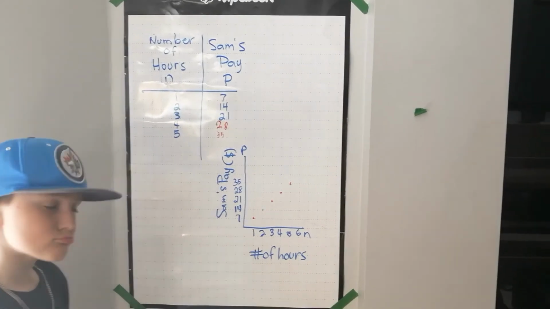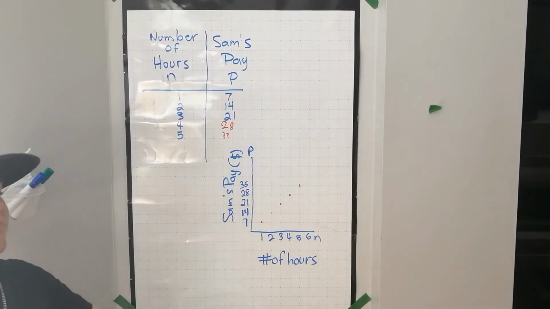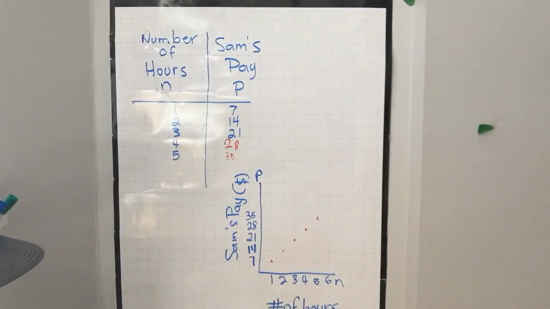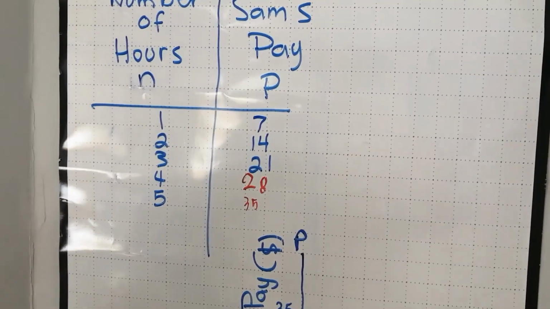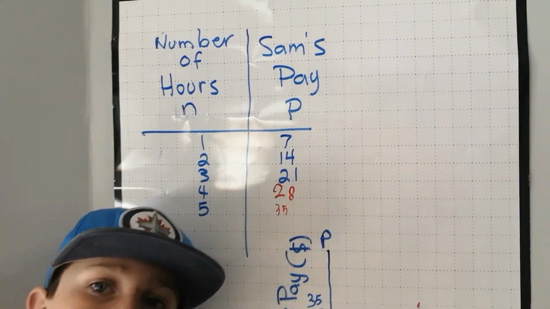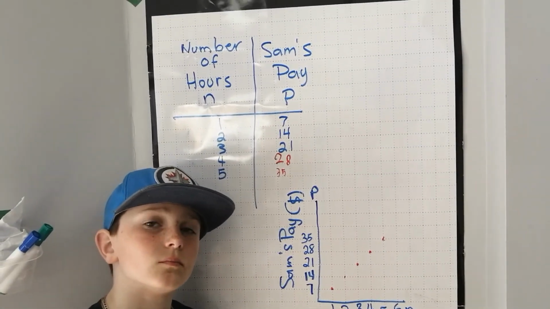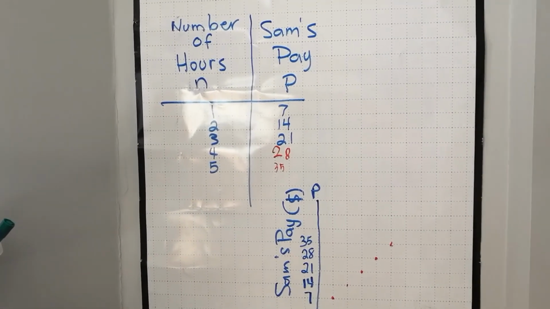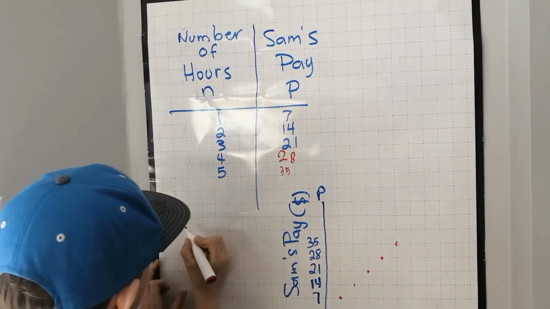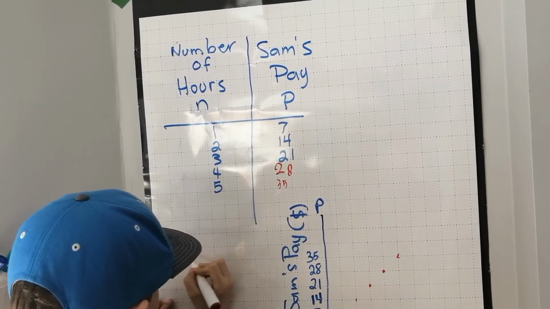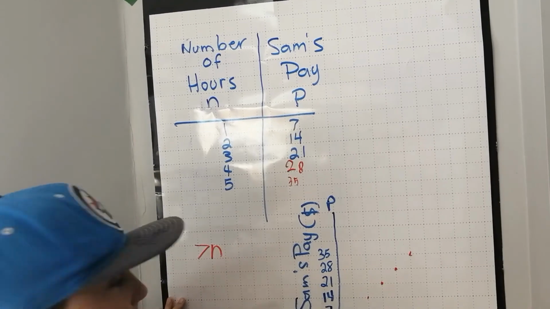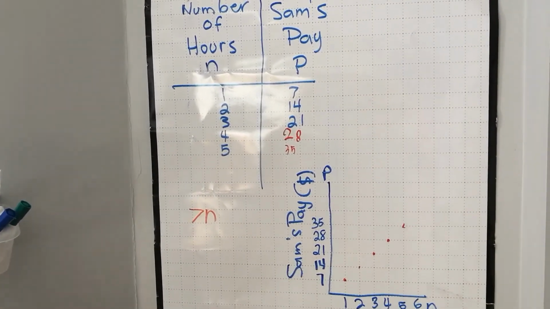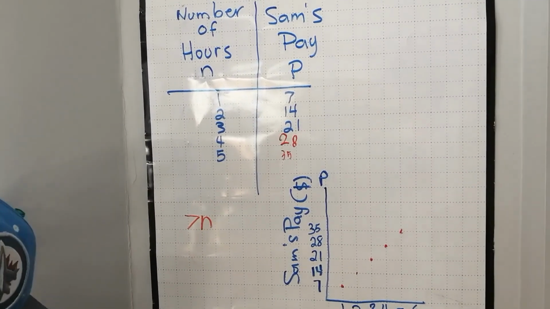All right, now we've got the graph finished, so it's time for us to try and find the relationship between the number of hours and Sam's pay. If we zero in here a little bit, Scott, can you tell us how we can get from 1 to 7, 2 to 14? How do we get from the number of hours to the pay? Well, that's easy. You go 7 times n. Good. So 7 times the number of hours will tell us what Sam's pay is.